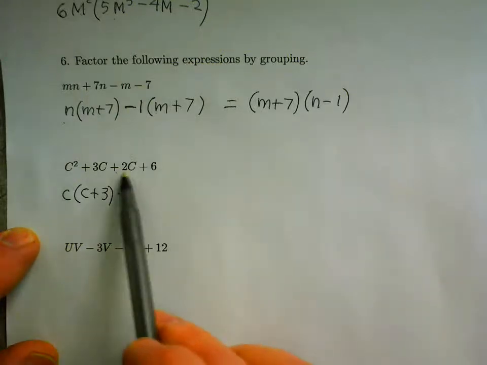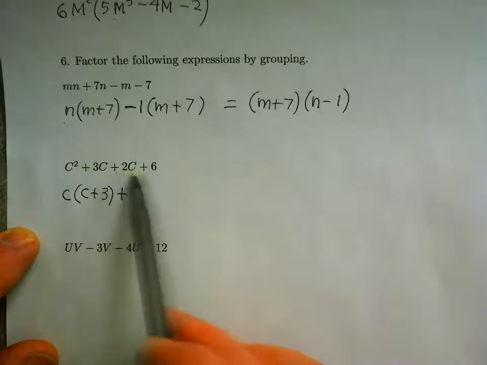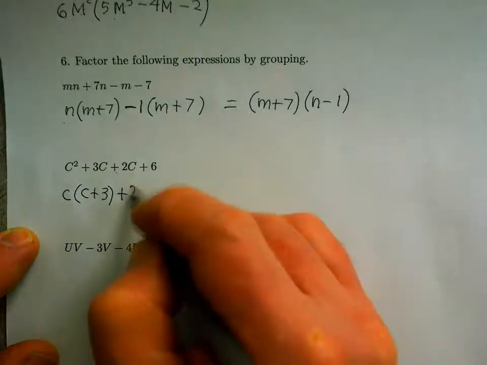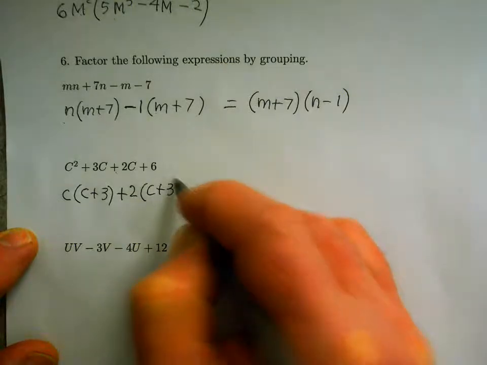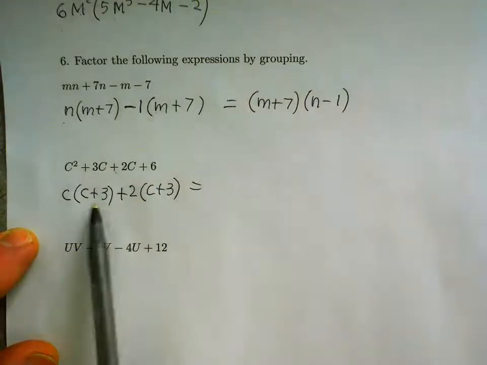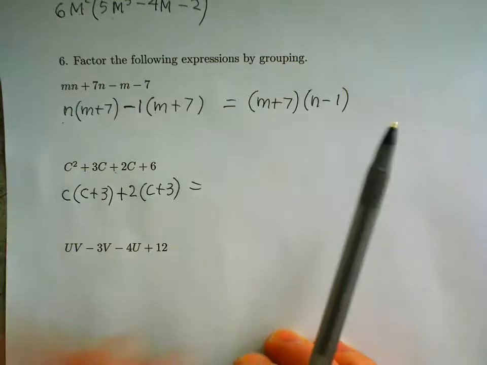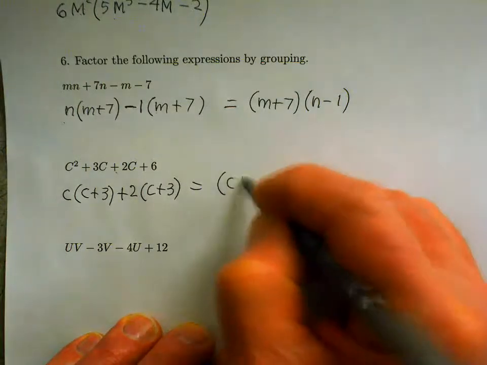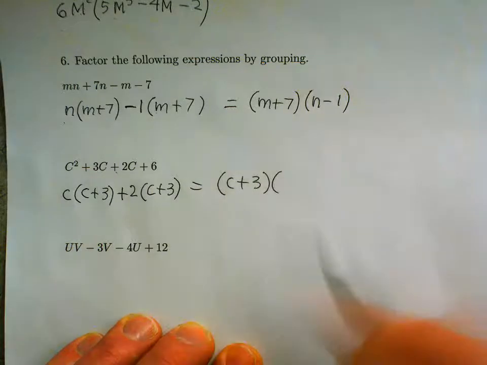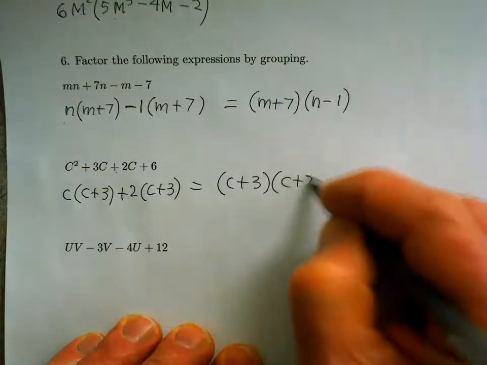The greatest common factor of 2c and 6 is 2. Factor out 2, and we're left with the binomial c plus 3. The binomials match. That means we can continue the process, and when we factor c plus 3 out, the other binomial is c plus 2.